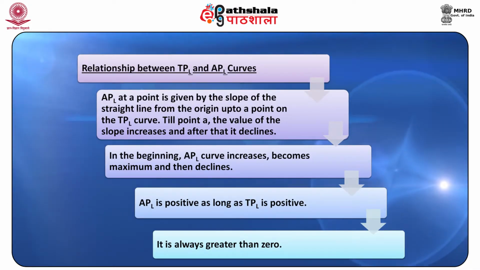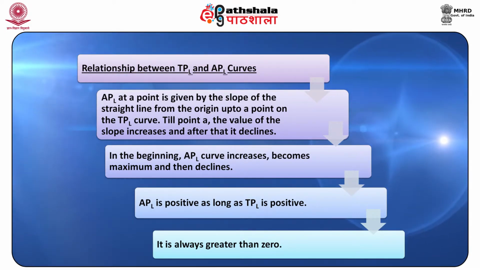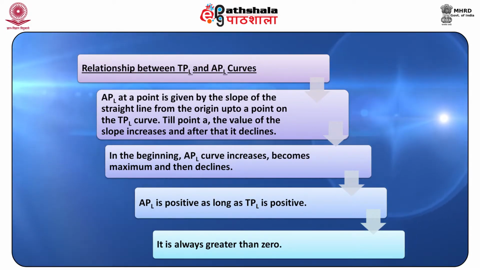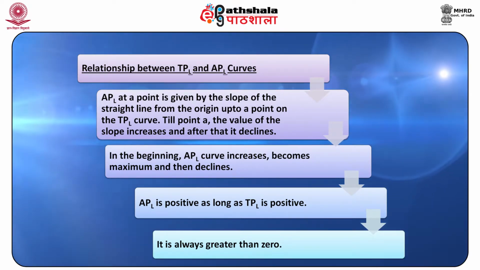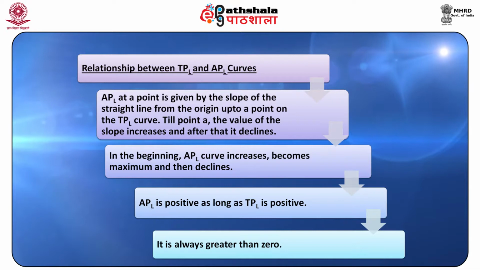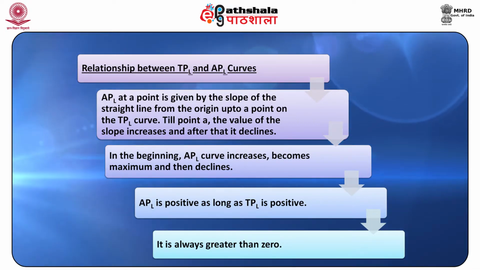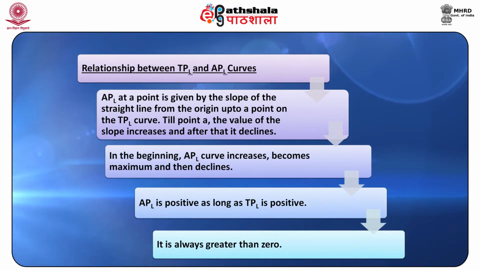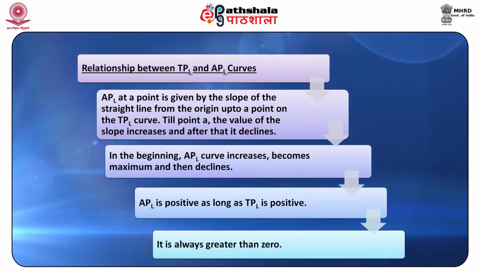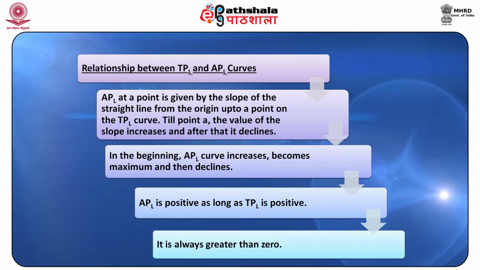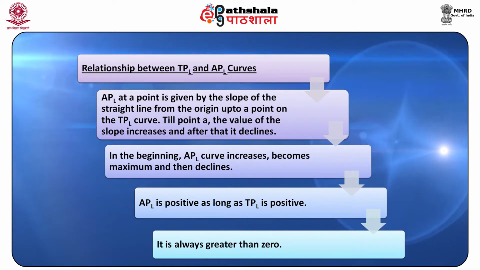Relationship between TPL and APL curves. First, APL at a point is given by the slope of the straight line from the origin up to a point on the TPL curve. Till point A, the value of the slope increases and after that it declines. Second, in the beginning, APL curve increases, becomes maximum and then declines. Third, APL is positive as long as TPL is positive. Fourth, it is always greater than 0.